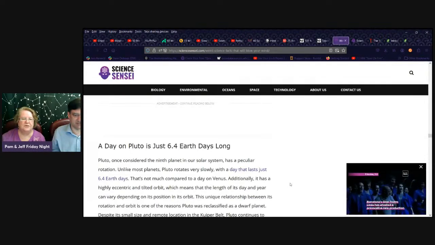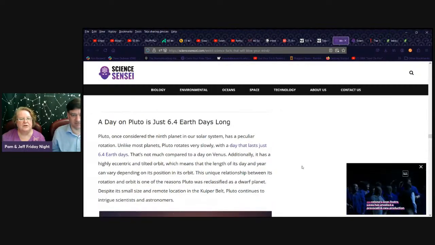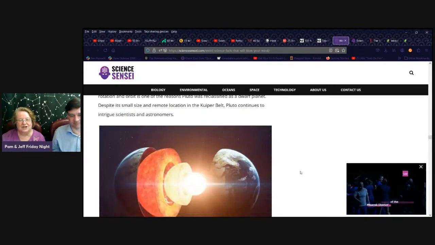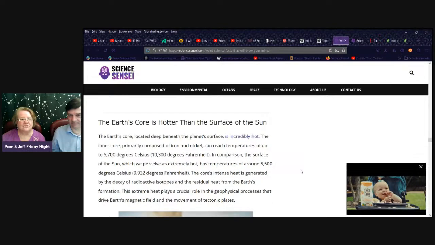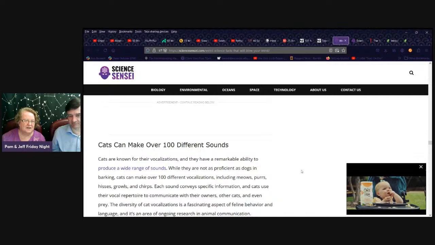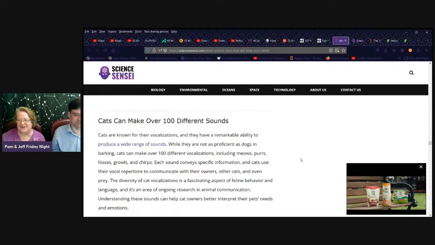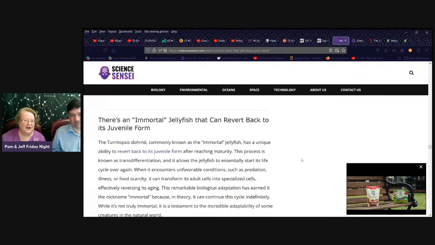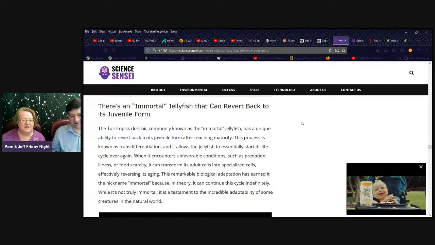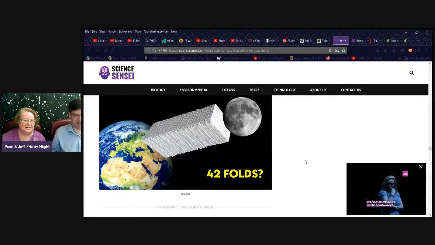Oh, it looks like Pluto. A day on Pluto is just 6.4 Earth days long. Not as long as Venus. Oh, that looks good. Earth's core is hotter than the surface of the sun. That's pretty cool. Cats can make over 100 different sounds. Oh, another jellyfish. Ah, the immortal part. Yep. They can revert back to their polyp.